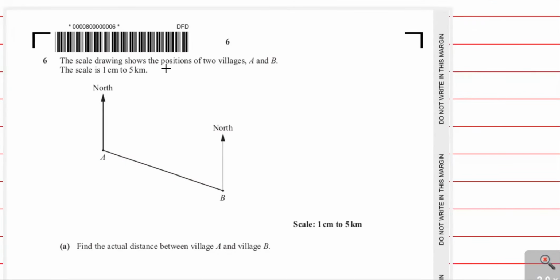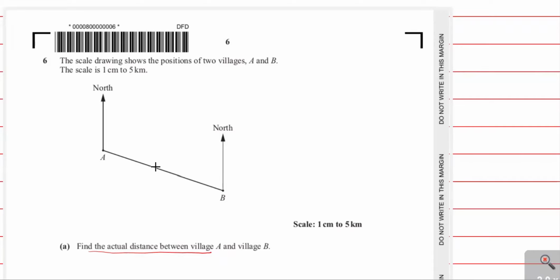Question 6. The scale drawing shows the position of two villages A and B. The scale is 1 centimeter to 5 kilometers. Find the actual distance between village A and B. We have to calculate the actual distance.